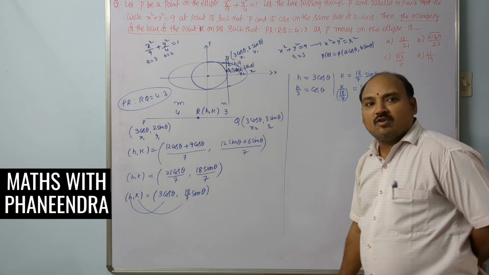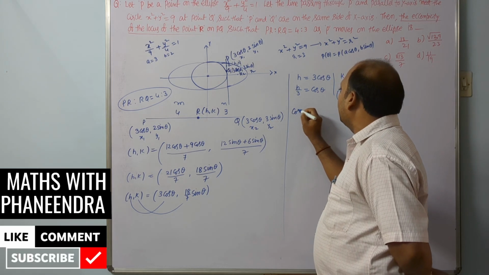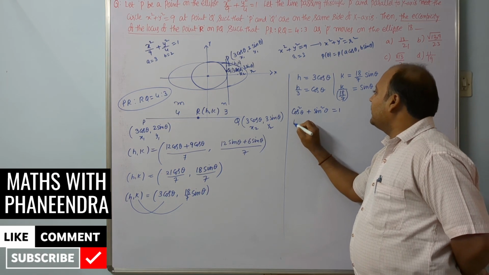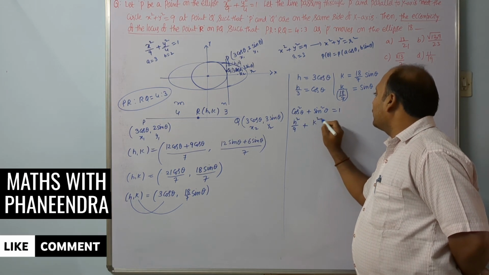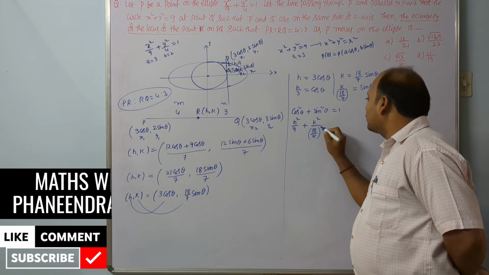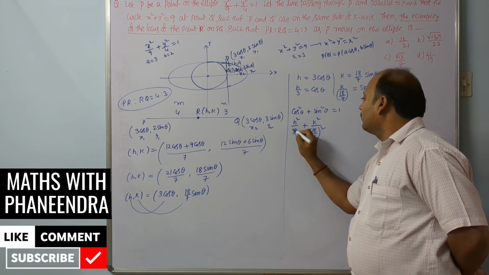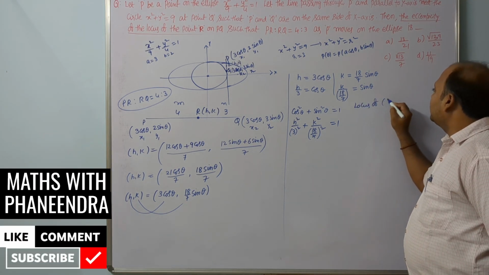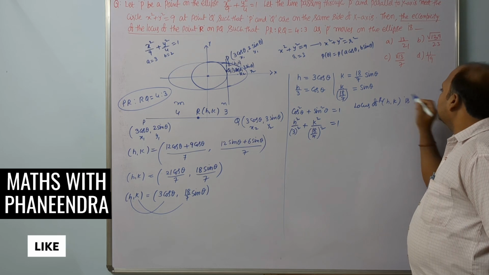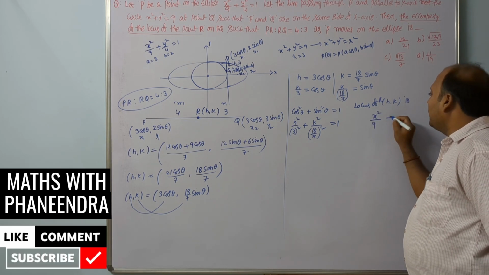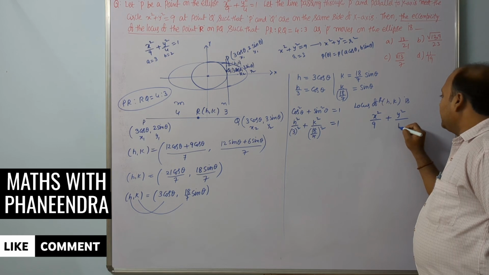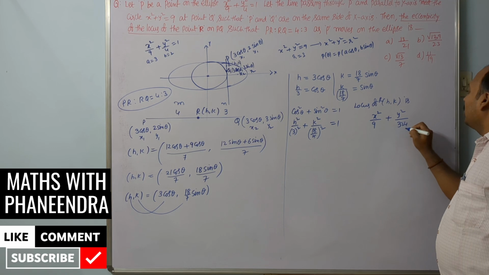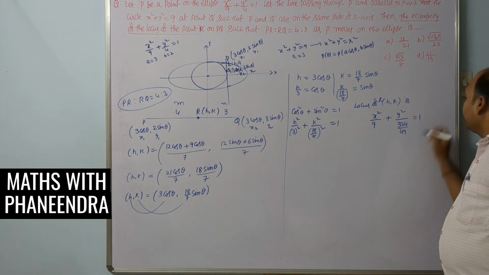The relation between sin and cos, we know that sin square theta plus cos square theta is equal to 1. So cos square theta plus sin square theta equal to 1, which is h square by 9 plus k square by (18 by 7) whole square is equal to 1. The locus of R, the locus of (h, k), is x square by 9 plus y square by (18 by 7) whole square, otherwise 324 by 49, equal to 1, which is an ellipse.